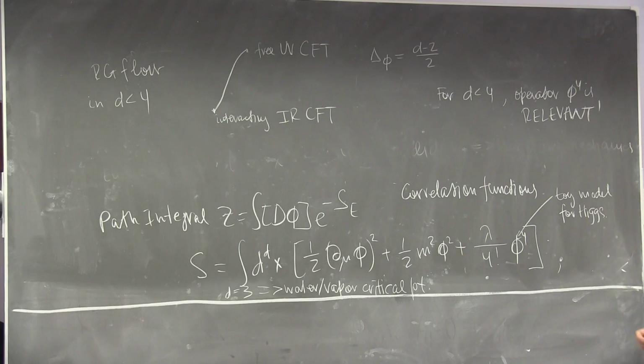Relevant in the RG sense. If you are rusty on this, just look in Peskin and Schroeder. I think this is one of the books where, for example, chapters like 12 and 13 go over this whole story of Euclidean continuation and critical phenomena and discuss some of these concepts.